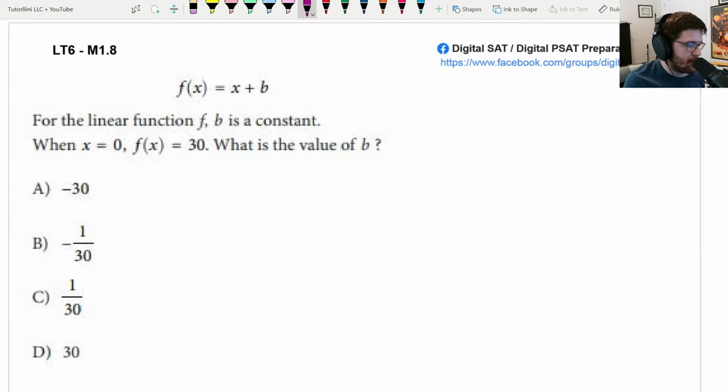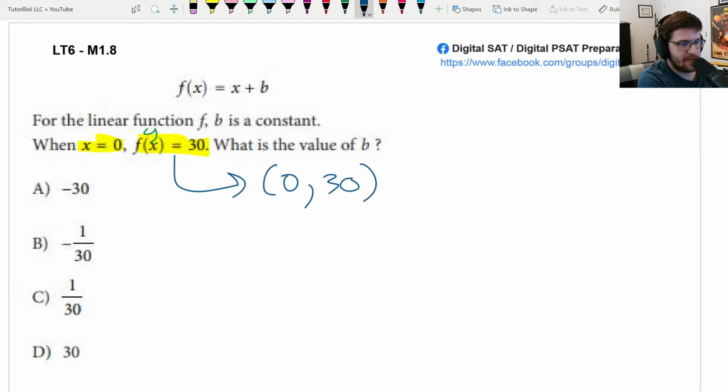Okay, this is Module 1, question number 8. For this one, remember guys, f of x is synonymous with y. So this is basically telling you when x equals 0, y equals 30. In other words, it's just telling you this point, (0, 30). Well, that equation up top should look pretty familiar. It's just a more specific variation of y equals mx plus b, where m is the slope and b is the y-coordinate of the y-intercept. Well, the question's asking us for b.